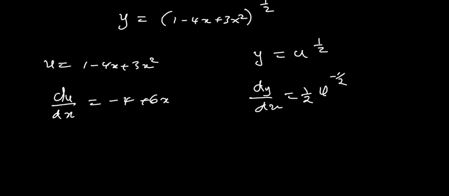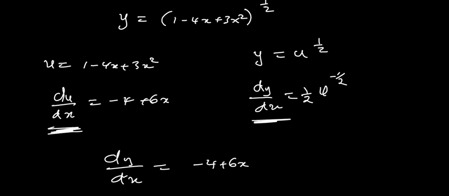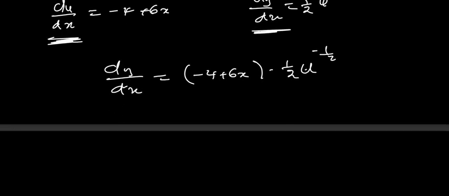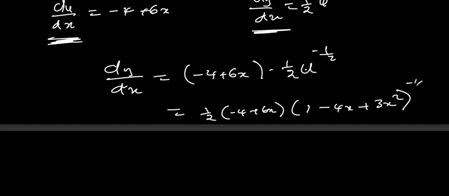So to get dy dx, we have to multiply du dx and dy du. So dy dx is equal to this, negative 4 plus 6x, multiplying half, then there's a u to the power negative half. This is half times negative 4 plus 6x. Replace what you had. So our u was 1 minus 4x plus 3x squared, to the power negative half. So this is what you get as a derivative.